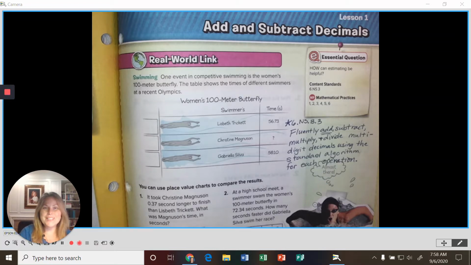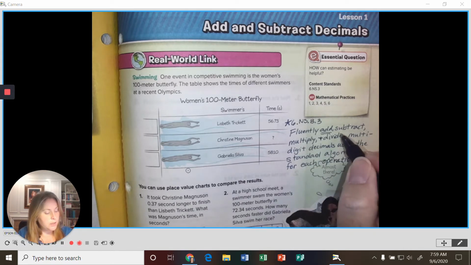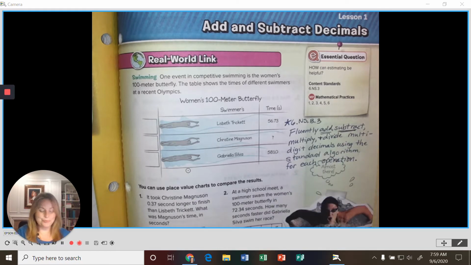Hi, sixth graders. Today we are working in Chapter 3, Lesson 1. We are learning how to add and subtract decimals. We are looking at our Learning Standard 6 in the number system, Substandard 3. We're looking at fluently adding, subtracting, multiplying, and dividing multi-digit decimals using the standard algorithm for each operation. And today we're focusing on adding and subtracting.